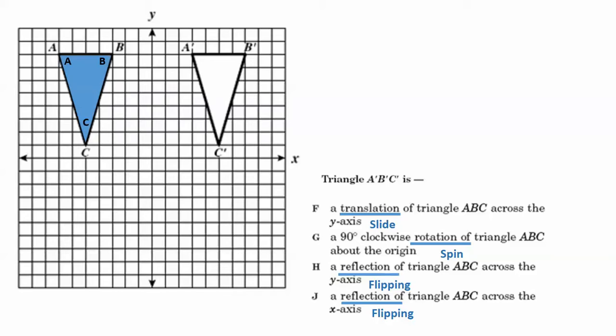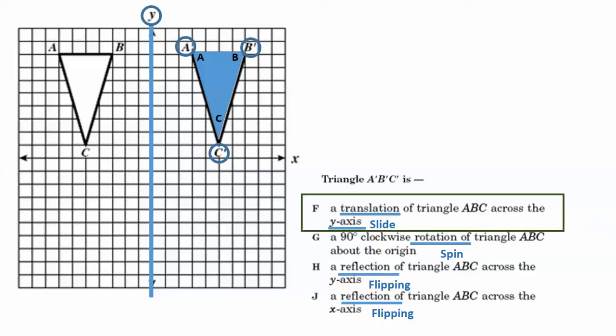So I'm going to imagine this triangle, A in the left-hand corner, B in the right-hand corner, and C in the bottom. I can see that if I just slide it onto the image, it's the exact same thing. A lines up with A, B lines up with B, and C lines up with C. Also, it slid across the y-axis, which matches F perfectly. It was a translation, it slid across the y-axis. F is my solution.